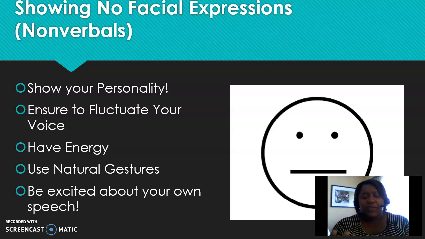It'll help you have energy. It will also help you be excited about your speech, and ensure you fluctuate your voice. Fluctuating your voice, what that basically means is your volume changes, your tone changes sometimes. It goes up, it goes down. It just does things to emphasize your points.